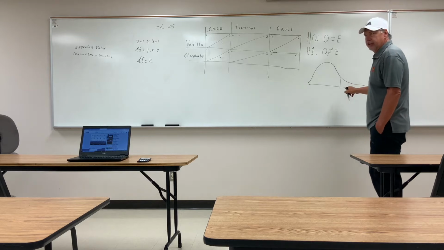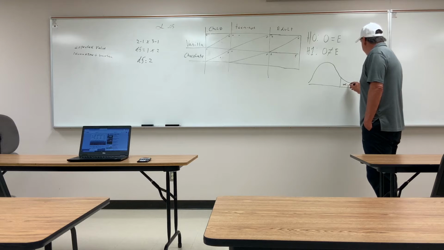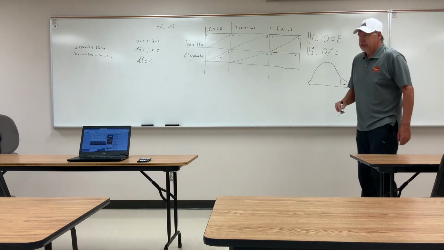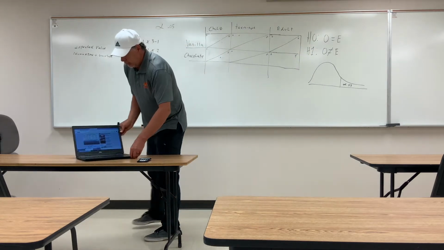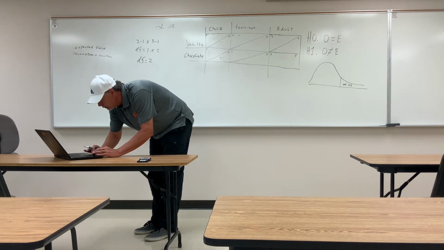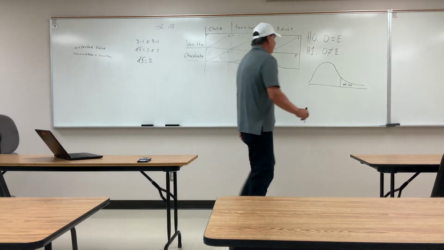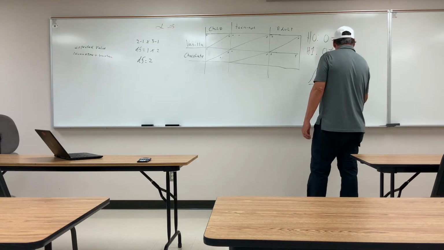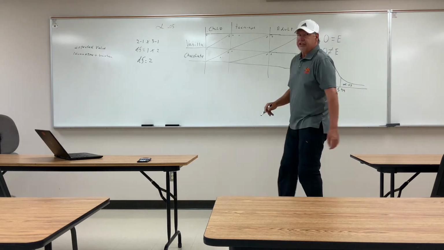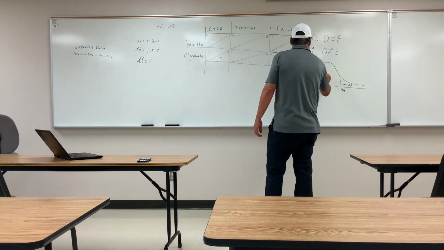We're going to have a different critical value than we had in the last example. So if I look that up on my computer, 2 degrees of freedom and alpha level 0.05, I have a critical value of 5.99. And remember, think of that as standard deviations from the mean. And this is a chi-square distribution.